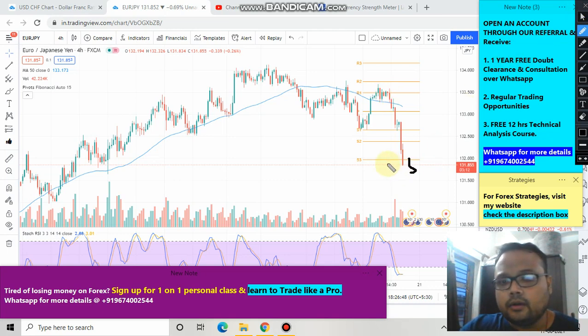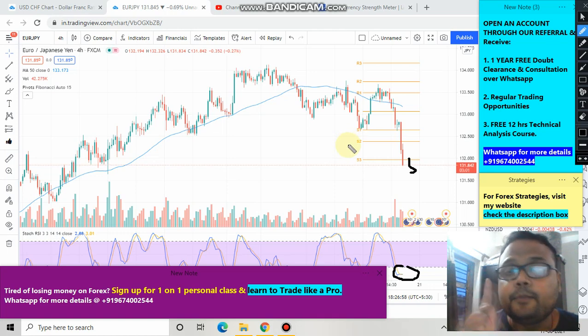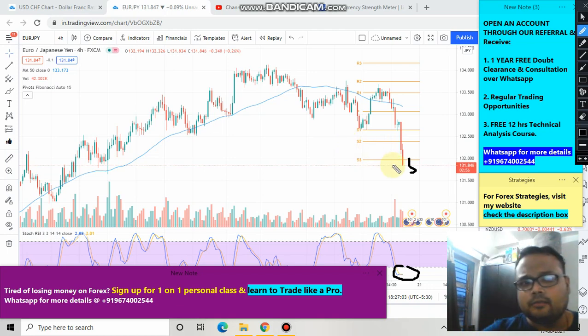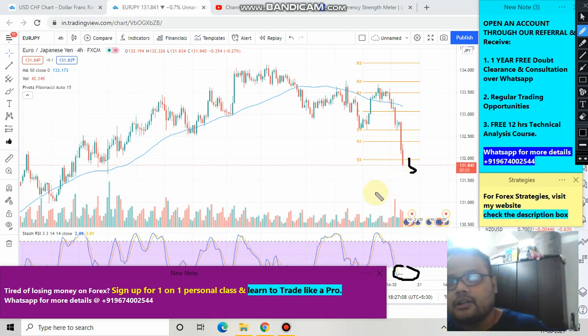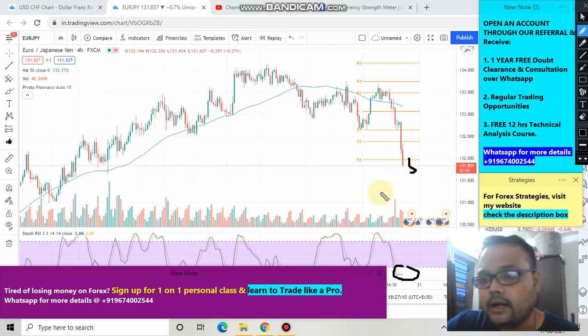So what do you have to do then? You can see the stochastic RSI is also in the oversold zone. Therefore, wait for the market to go up. Short the market at the pullback, not at the bottom. Right now the market is at the bottom, or it seems like the market has reached the bottom, but this is not the ideal point to short the market, and I have already explained why. So let the market go up a little bit.